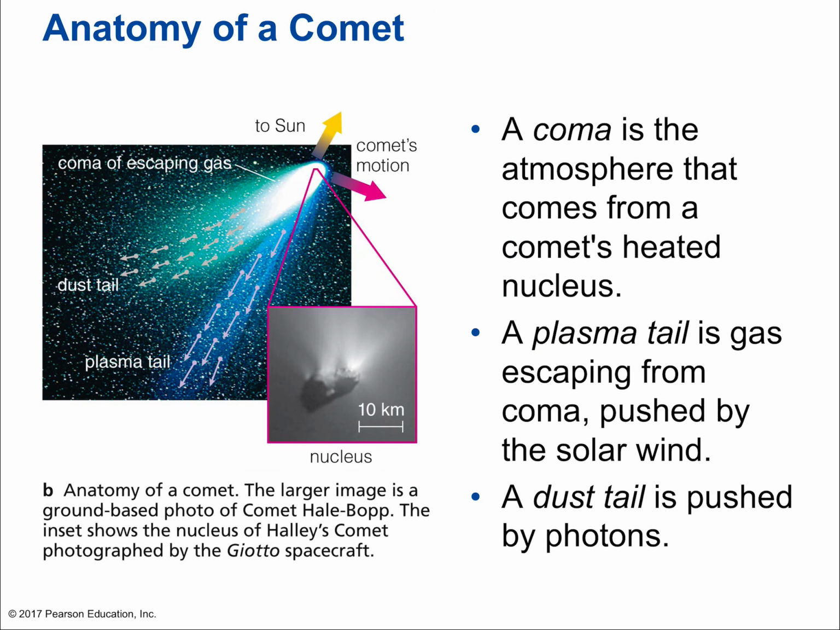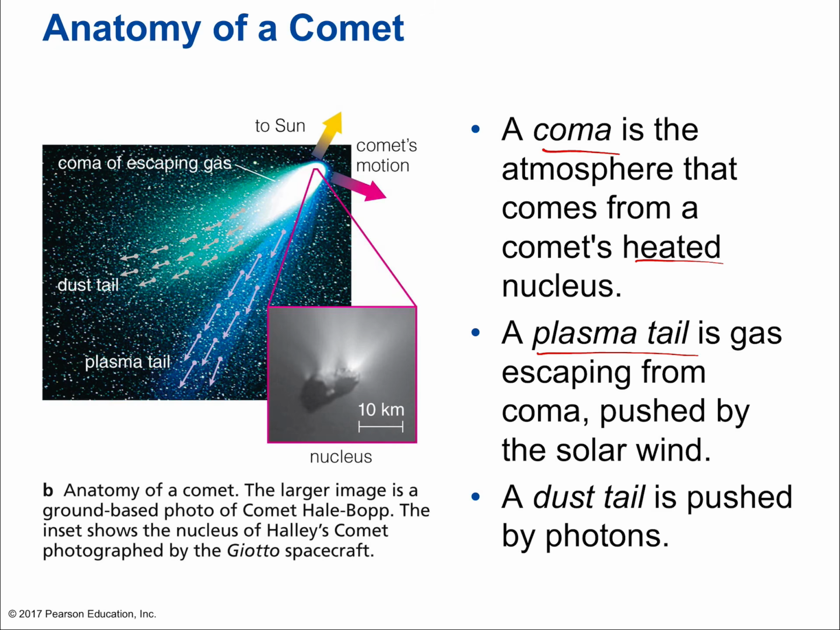Okay, so let's talk more about comets. A coma is the atmosphere that comes from a comet's heated nucleus. So when a comet isn't heated, when it's out in deep space, well past Jupiter, there is no coma. But a coma forms when a comet is in some sort of orbit that brings it closer to the sun, and it's heated up. All right, so now let's get into the tails, and we'll talk about it more in the next slide.